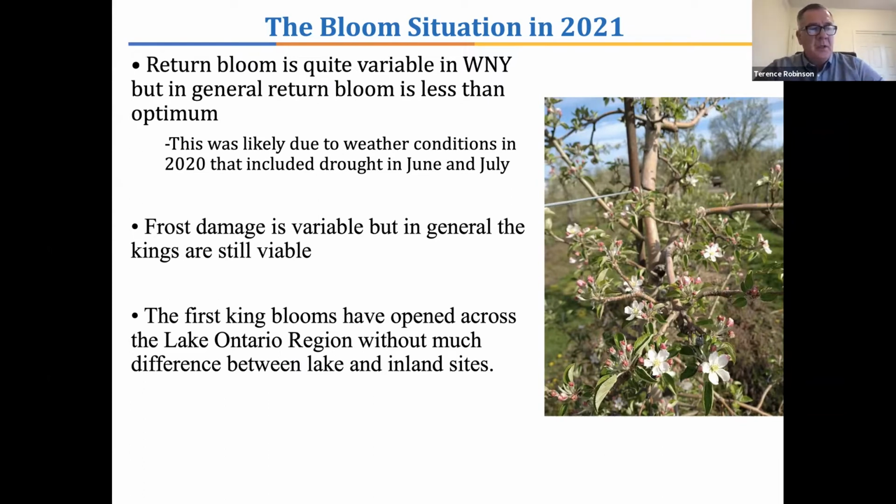We did fruit counts or cluster counts at green tip, and we thought we had the right number, and we go back to those same trees at bloom, and there are many fewer blossoms than we thought initially. So that is a complication and is leading some people to question and wonder whether they should blossom thin.